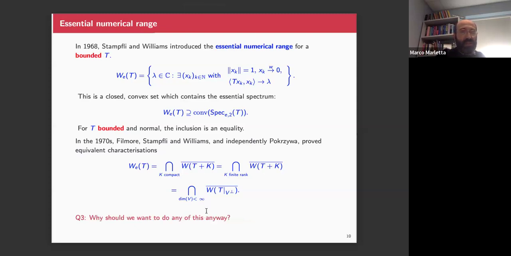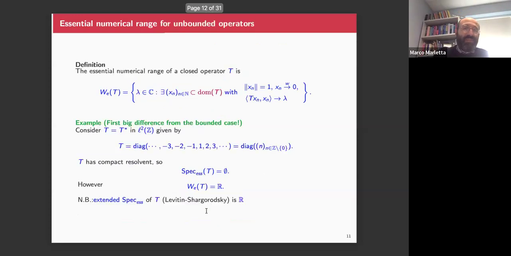And I guess the third question is, why do we care anyway? Okay, so the definition that we're going to choose, in a paper I wrote with Sabine Bögli and Christiane Tretter in JFA in 2020, is that basically we just take the first definition I showed you from the bounded case, and restrict the x's to lie in the domain of T, which is about the minimum perturbation that you could make and have the thing still make sense.